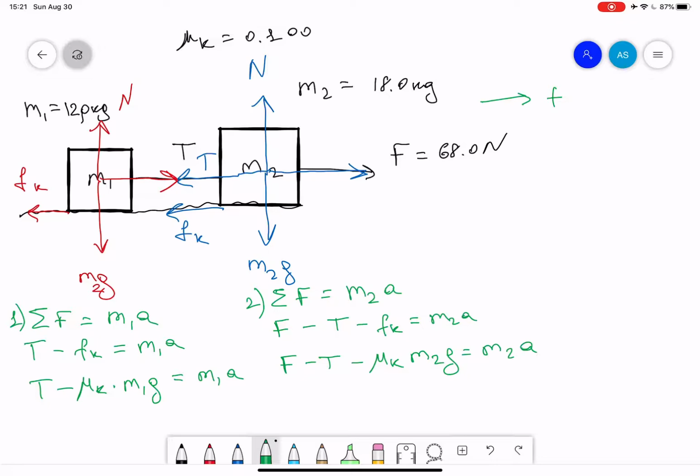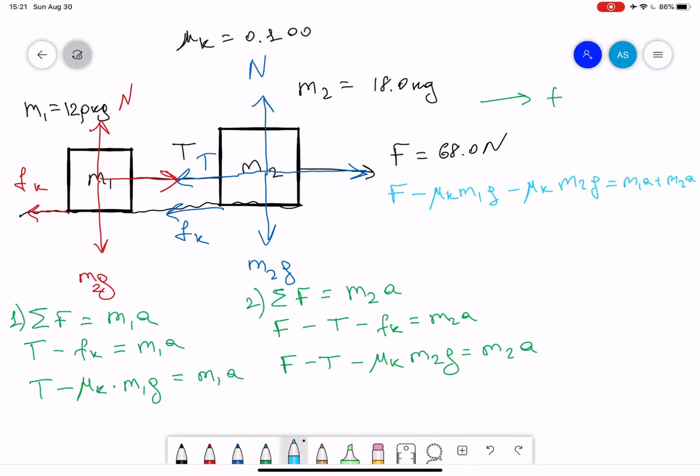Now, so far we have two equations, and by adding these two equations, what will we get? If you add them, obviously you can see that the tensions will cancel out, right? So when you add them together, you get the applied force minus mu k m1g minus mu k m2g is equal to m1a plus m2a.